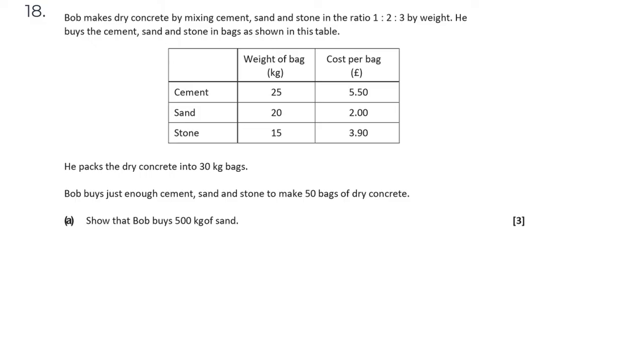This is quite a lot of info that we need to get through here, isn't it, to get to an answer? Where to start? Well, we've got the ratio of concrete here. It's cement, sand and stone in the ratio of 1 to 2 to 3, isn't it? Okay, so that's going to tell us how many kilograms of each of those things we're going to need in order to make our concrete. Okay, so how much concrete do we need? We want 50 bags of concrete, and each bag of concrete weighs 30 kilograms. So how much concrete is that altogether?